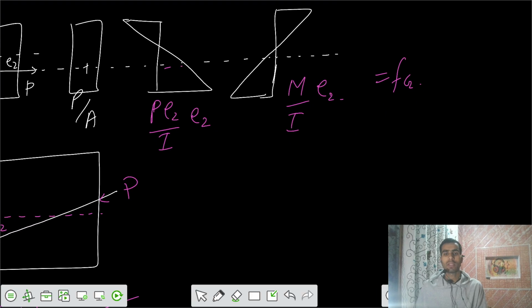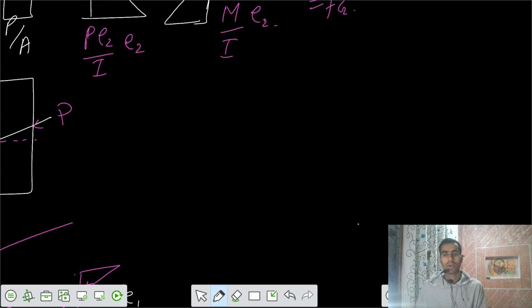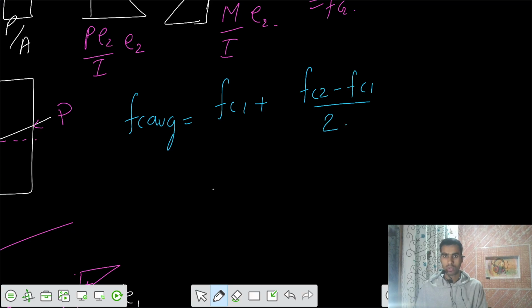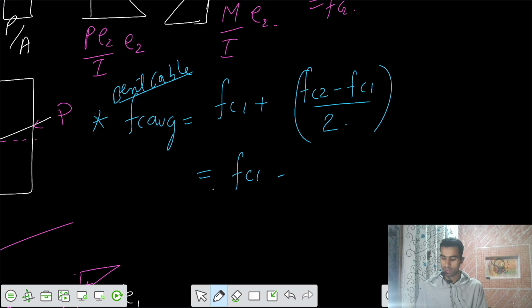Once you have FC1 and FC2, we write the general equation in terms of the average stress in the concrete. The equation for that is FC1 plus (FC2 minus FC1) by 2. This is the equation for a bent cable. When you solve it further, it comes out to be FC1 plus FC2 divided by 2. So this is the average stress.